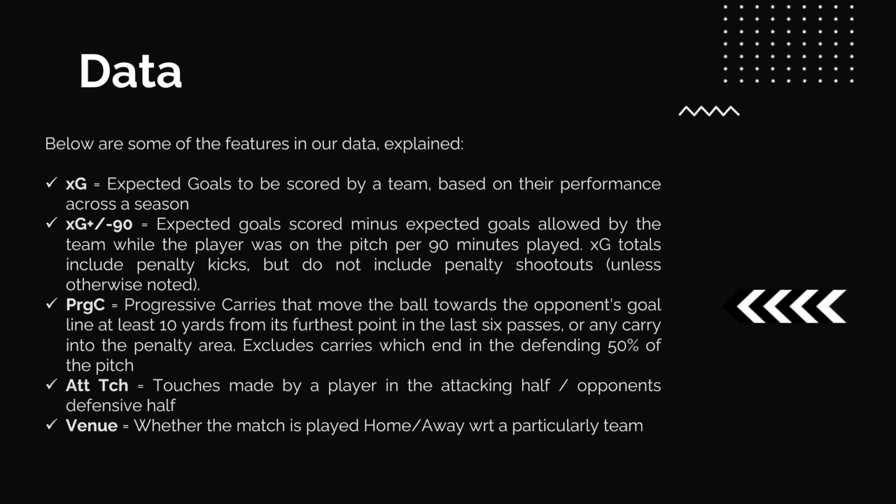Progressive carries is basically the movement towards the opponent's goal of at least 10 yards from its furthest point in the last 6 passes. Attacking touches are touches made by a player in the attacking half or in the opponent's defensive half. And the venue is which venue is particular to a specific team, whether a particular team is playing in their home stadium or away.